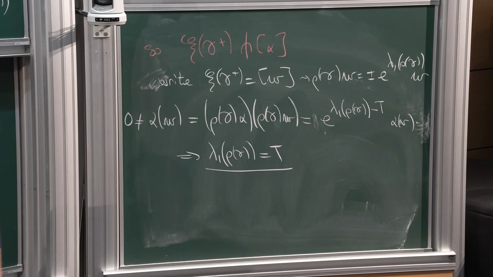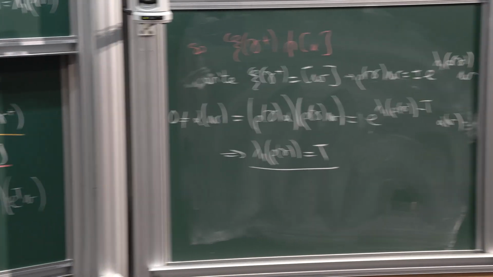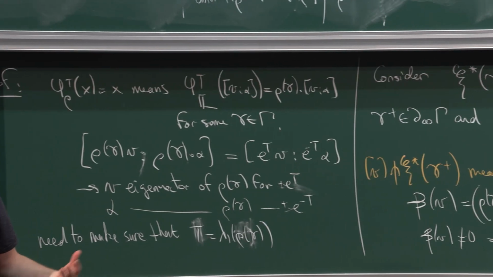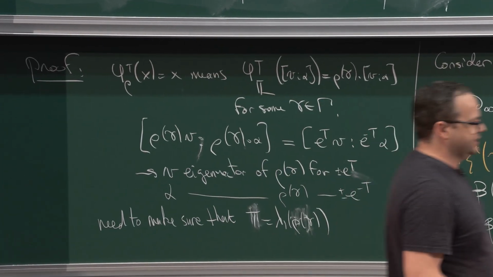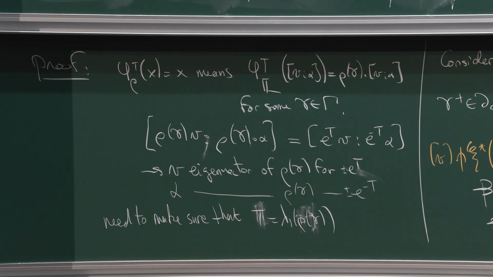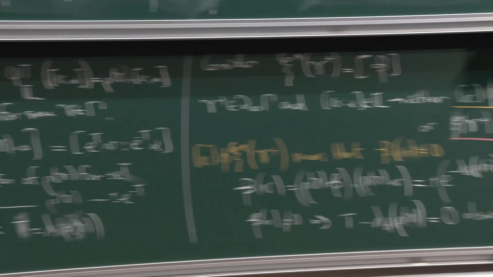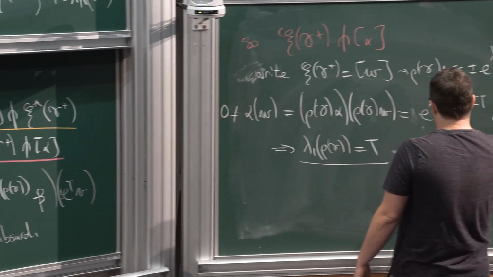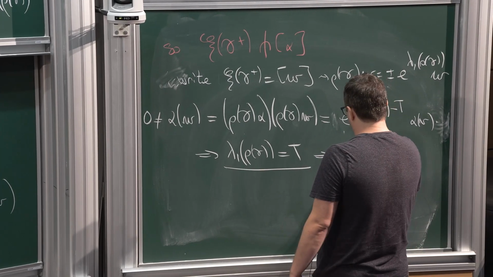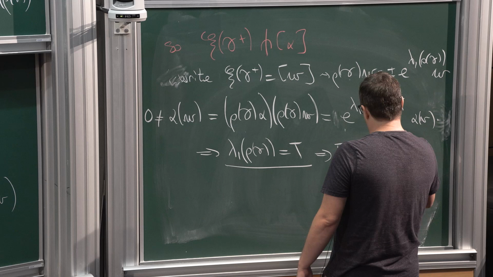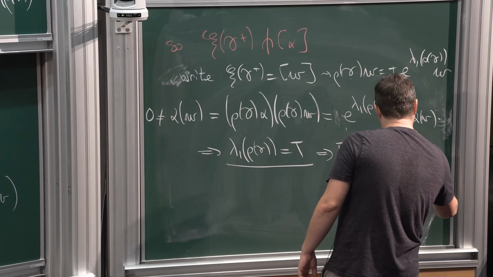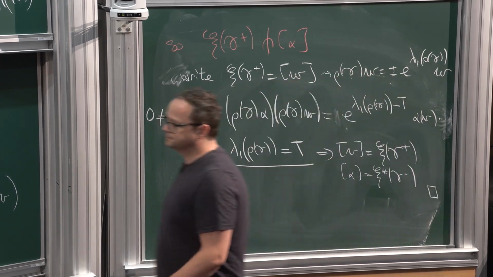But now that this is your eigenvalue, you know that your v and alpha were already in these eigenspaces. So this also, because they have dimension 1, this in turn will imply that v is psi of gamma plus and alpha is psi star of gamma minus. Yep.